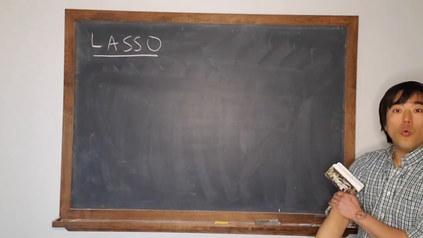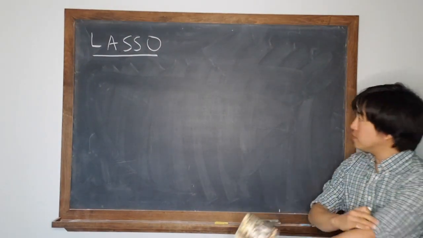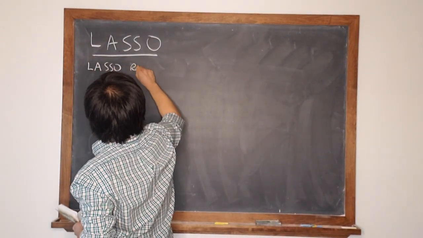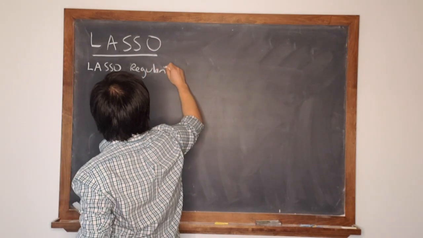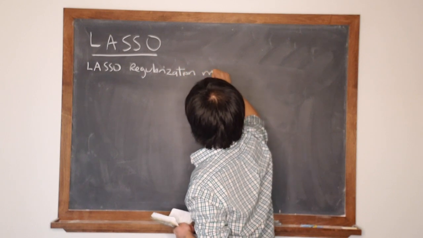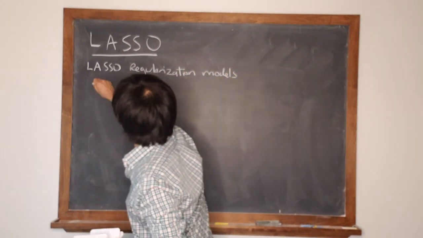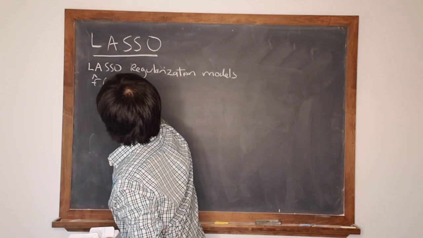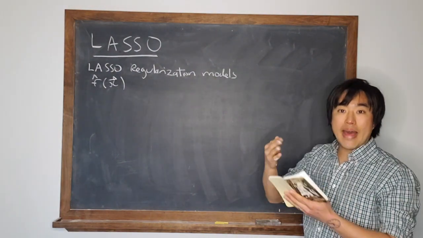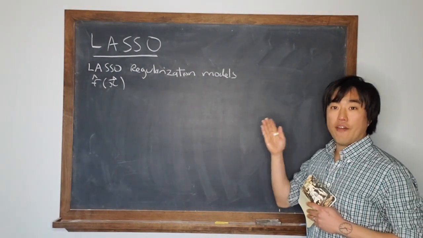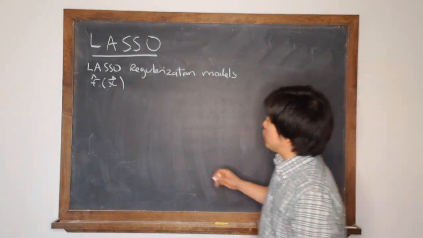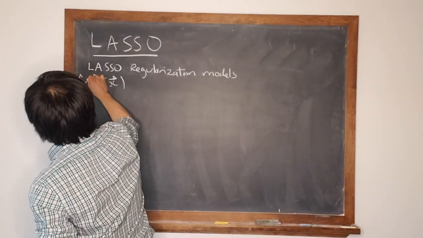Okay, so what does LASSO do for you? LASSO regularization. Regularization. Models. F hat. X vector. So again, LASSO is just another method of model fitting. It is a type of F hat that we can fit to training data. So I should say Y hat equals that.